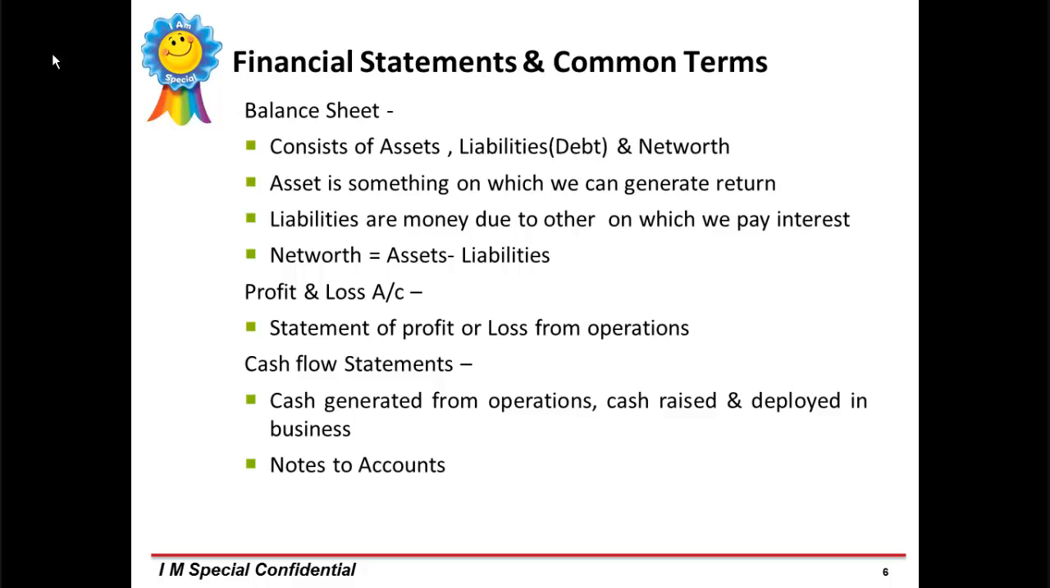And last and the most important statement which we need to look at is cash flow statement. Business can show profit and loss in anything, but cash flow will actually show you whether the business is generating cash or not, because ultimately it is the cash which matters. Accounting wise, profit and loss account is okay, but cash is more important. So cash flow statement will give you cash generated from operations, cash raised and deployed in business. And also one needs to read the notes to accounts.